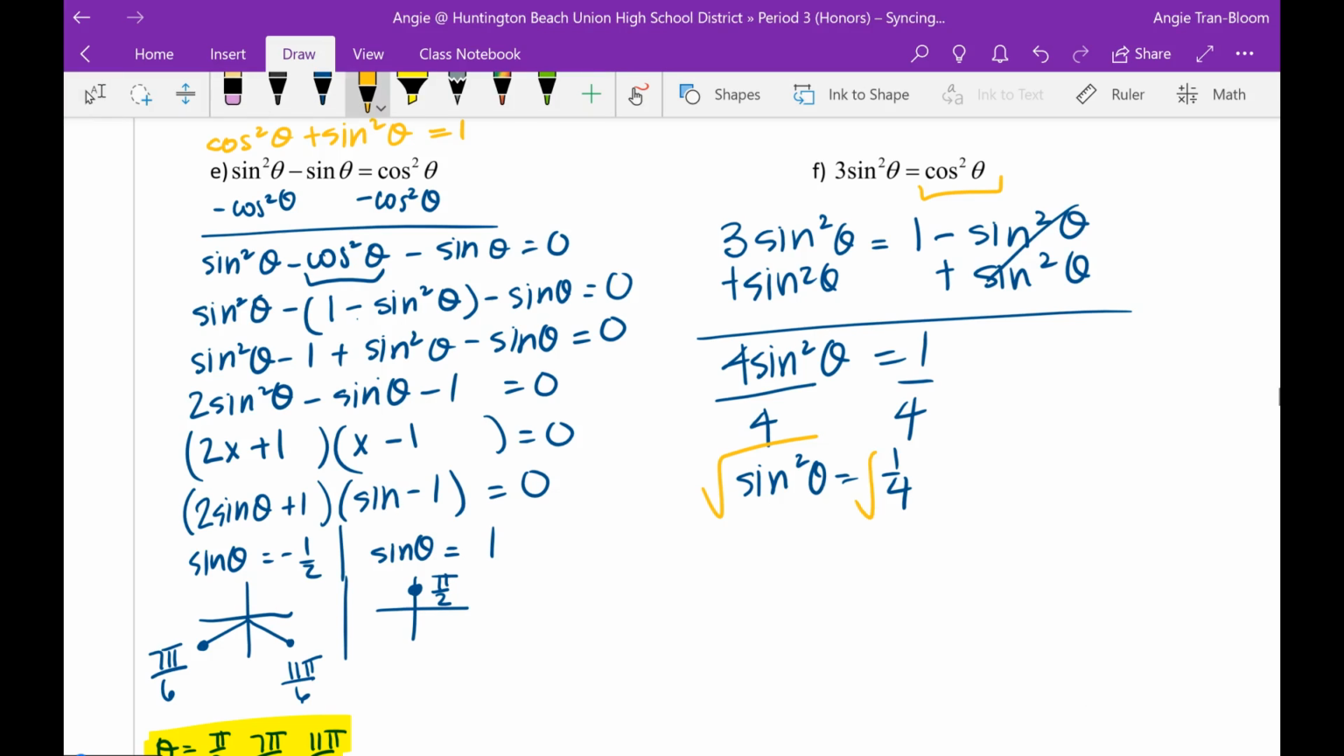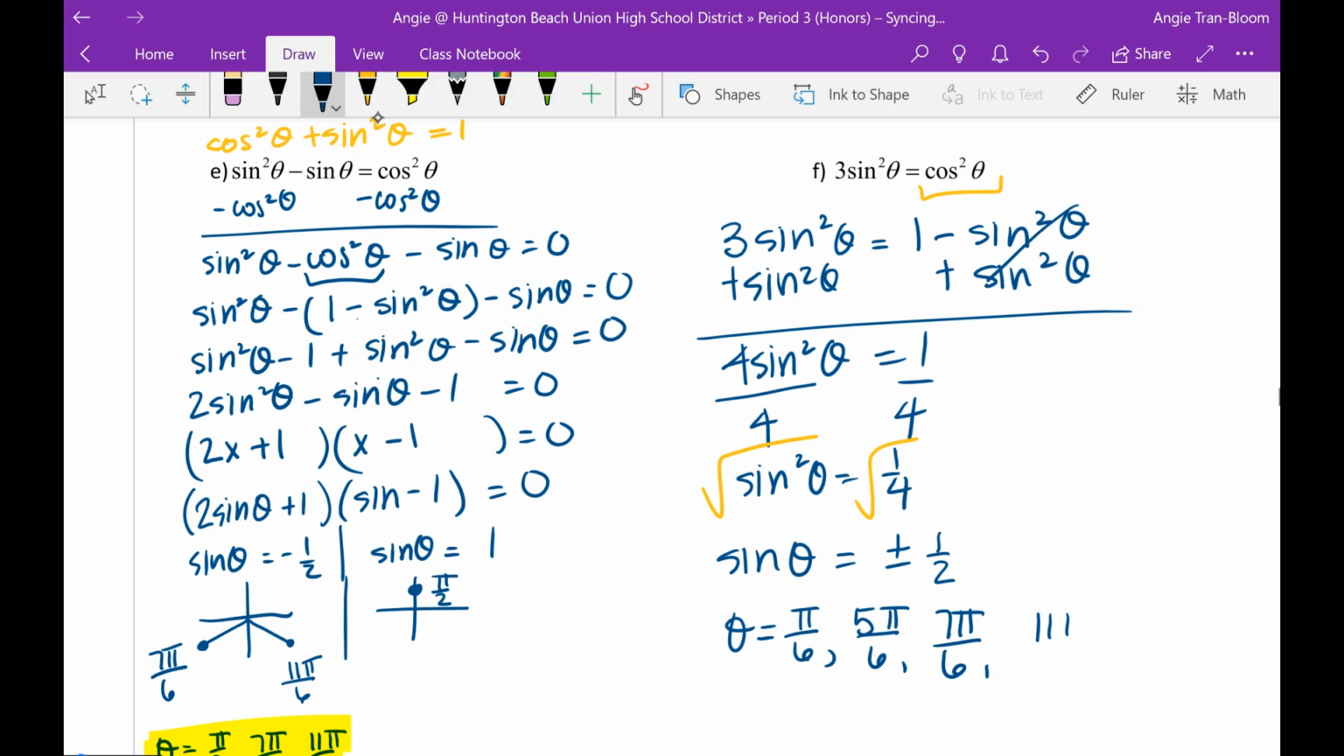Anytime you take a square root, sine of theta equals plus or minus. Plus or minus what? 1/2. So it's going to come from all quadrants. So theta is, give it to me from smallest to biggest. Pi over 6, 5 pi over 6, and the last angle? You're right.